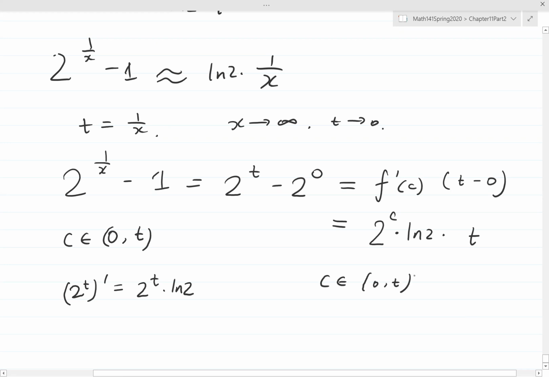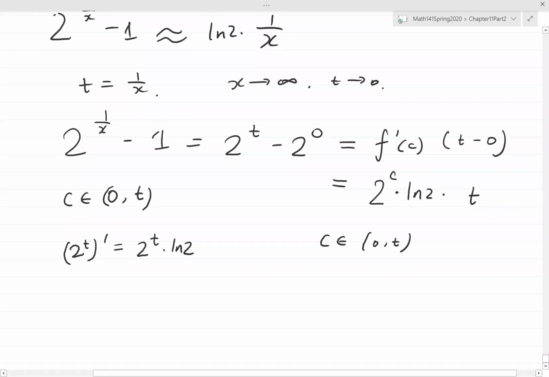Now remember, t is really small, near 0. So 2 to the power c times ln 2 is greater than 2 to the power 0 times ln 2. So this is greater than ln 2 times t.